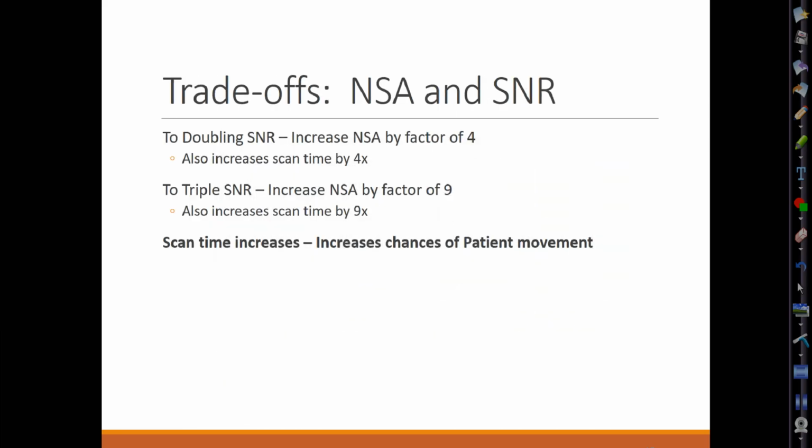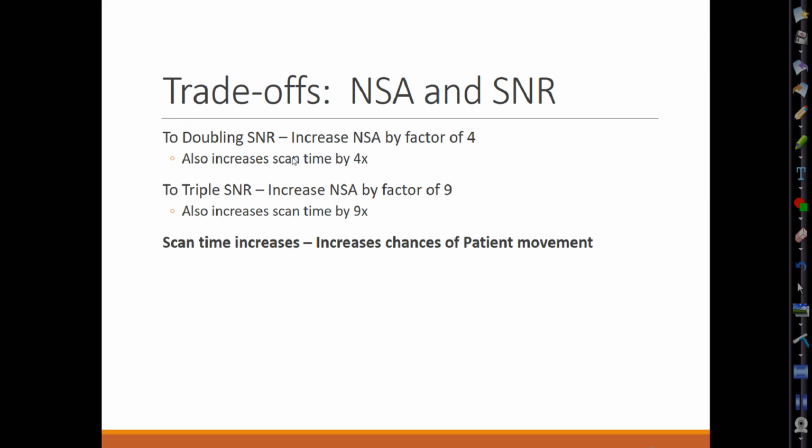So trade-offs. Oh, I'm sorry. To double SNR, you need to increase our NSA by a factor of 4, because remember, it's the square root of 4. So make that conversion, it's only by 2. But as we only double our signal, our scan time quadruples. So that's not the best way to increase our signal.